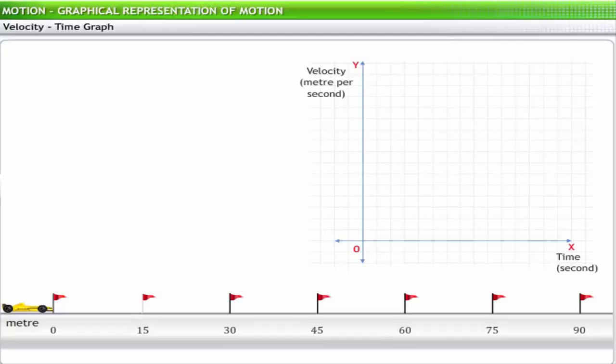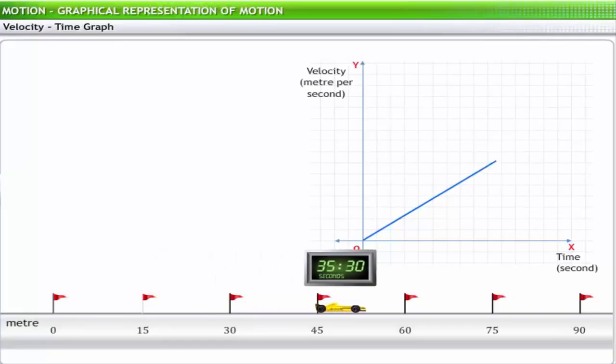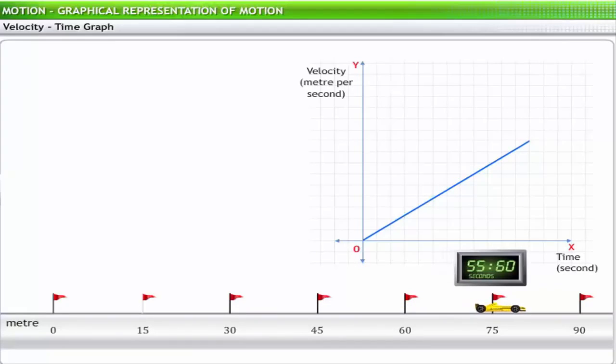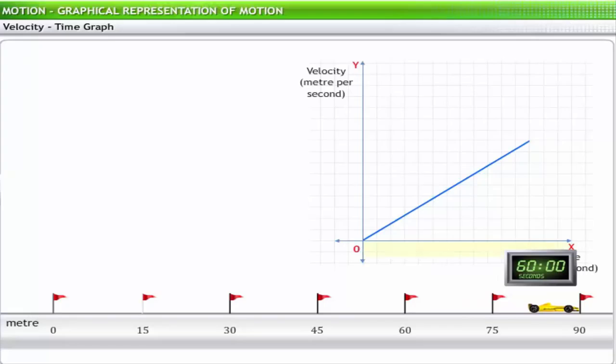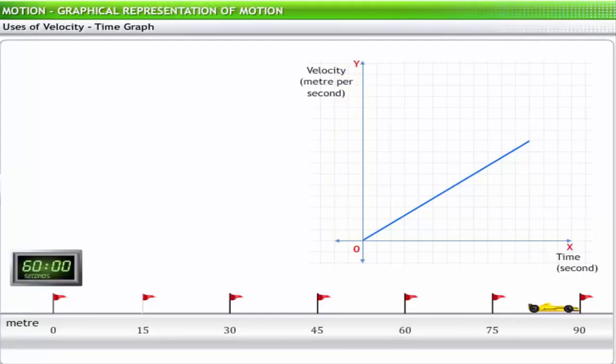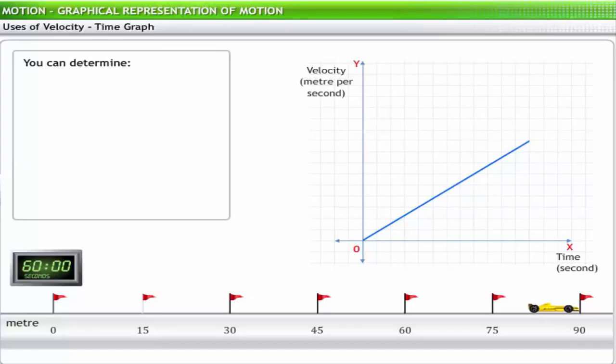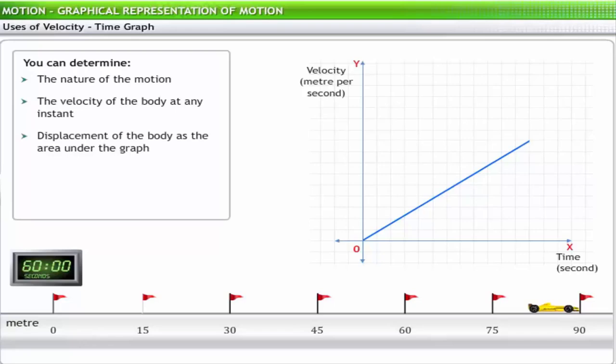Like the distance time graph, the variation in velocity with time for an object moving in a straight line can be represented by a velocity time graph. In a velocity time graph, time is taken on the x-axis while velocity is taken along the y-axis. Using a velocity time graph, you can determine the nature of the motion, the velocity of the body at any instant, displacement of the body as the area under the graph, the instantaneous acceleration, and the equations of motion along a straight line.